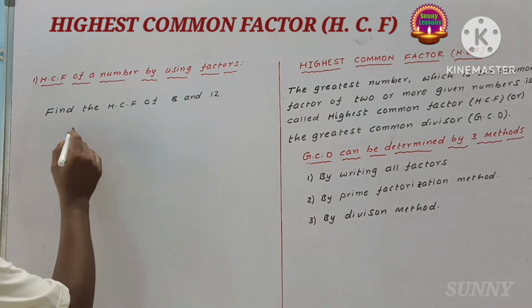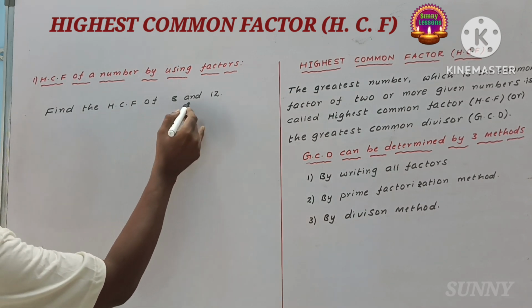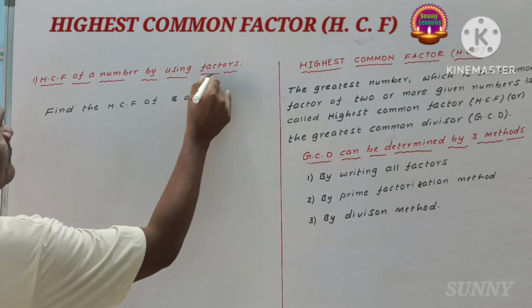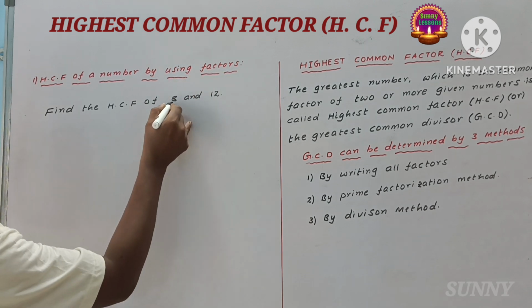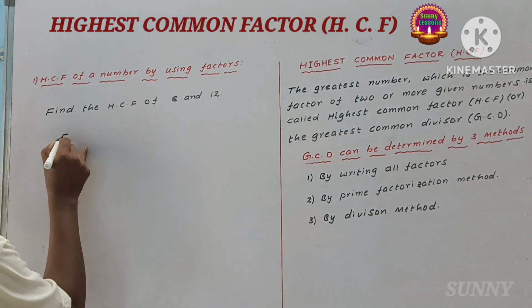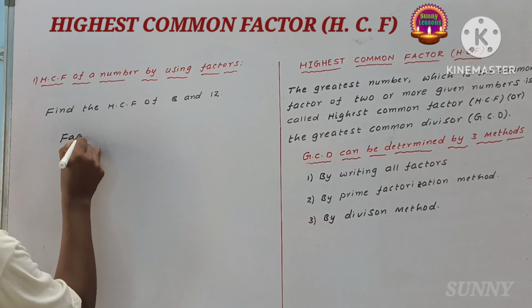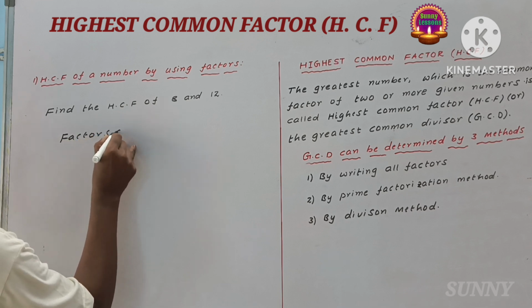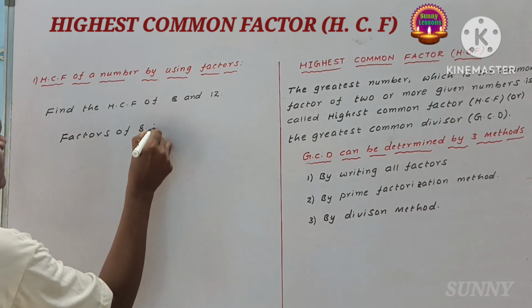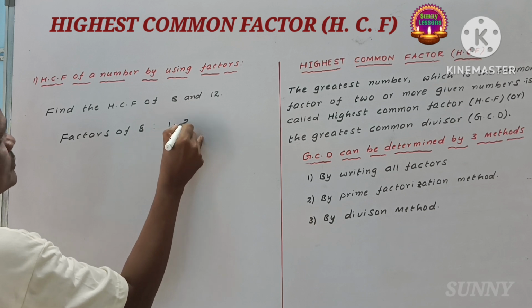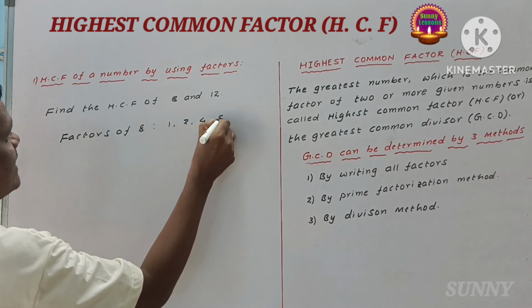Let us take an example. Find the HCF of 8 and 12 by using factors. First we have to write the factors of 8. What are the factors of 8? 1, 2, 4 and 8.